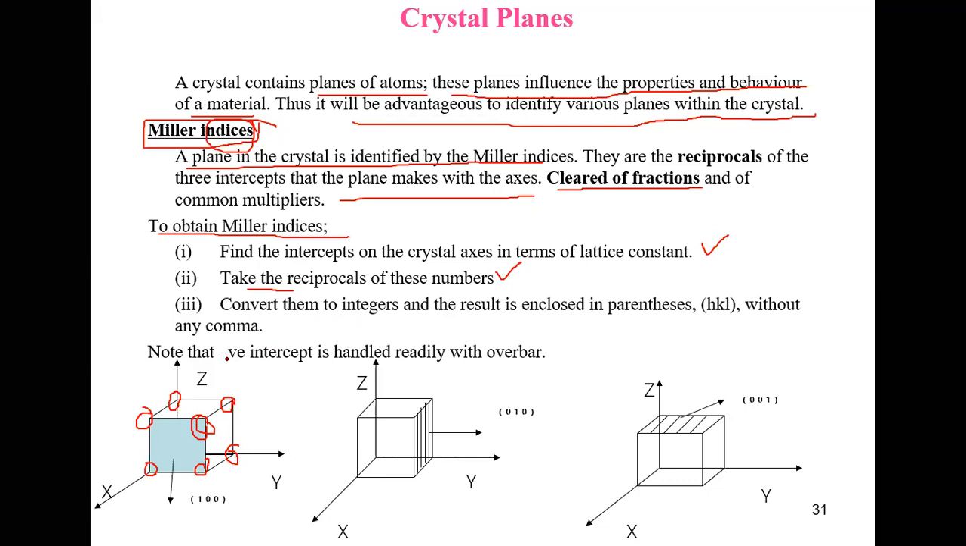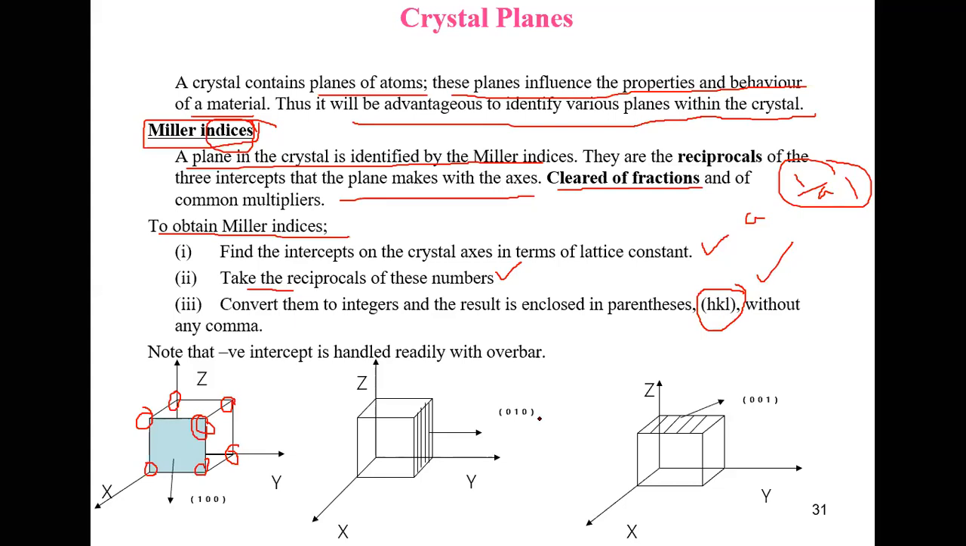And the third one is, if your intercept is a, the reciprocal will be 1 by a, so it will not be an integer. So you will have three reciprocals, and then you should convert them into integers. After converting to integers, if you have a common multiplier, you should take off that common multiplier as well. Then you will get three numbers, and you will put these three numbers in a parenthesis, without commas. Then Miller indices will be constructed.